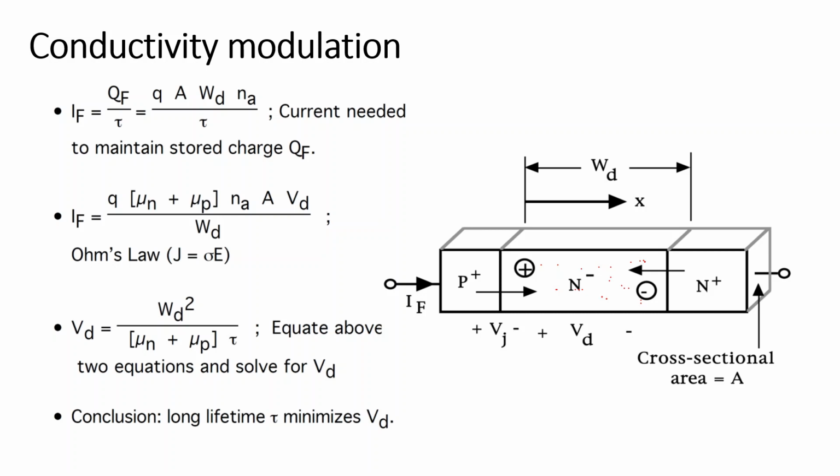Okay, so in order to maintain the stored charge QF, we have to provide some current externally. So let us say that current is IF. That current can be written as the stored charge QF divided by the time taken to recombine. So QF by tau will be the IF. Now what is QF?